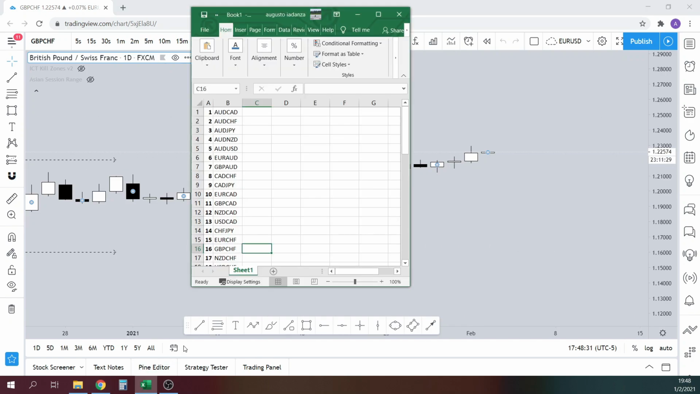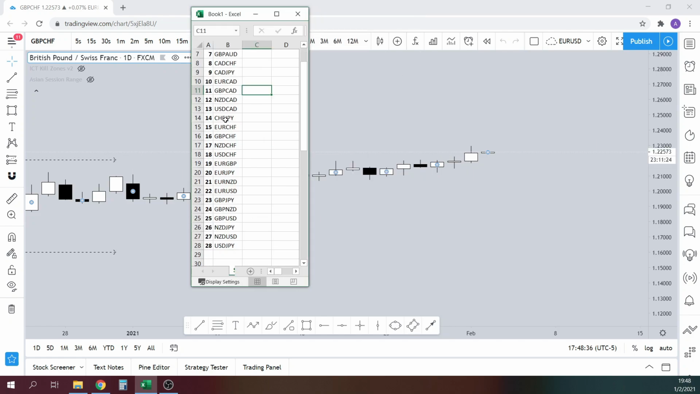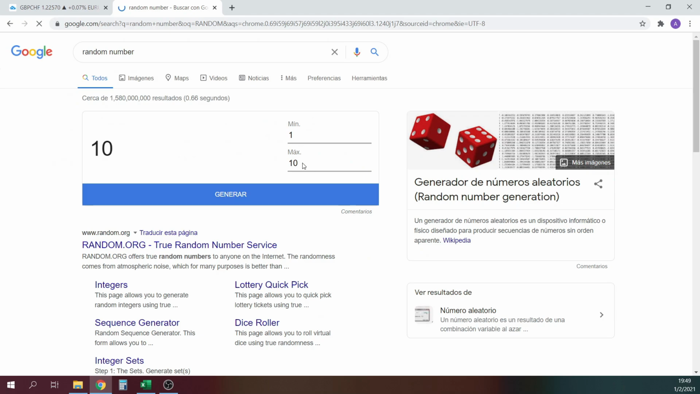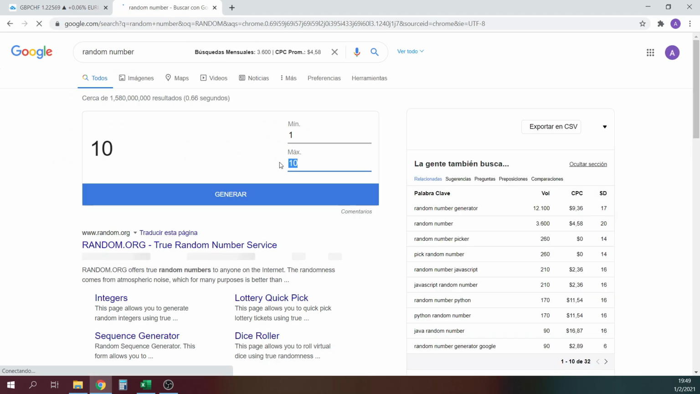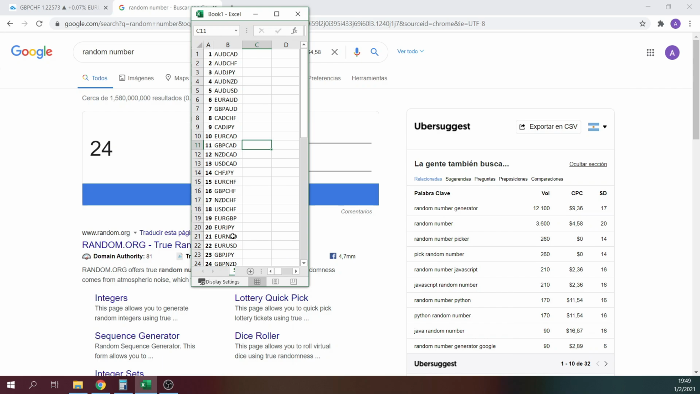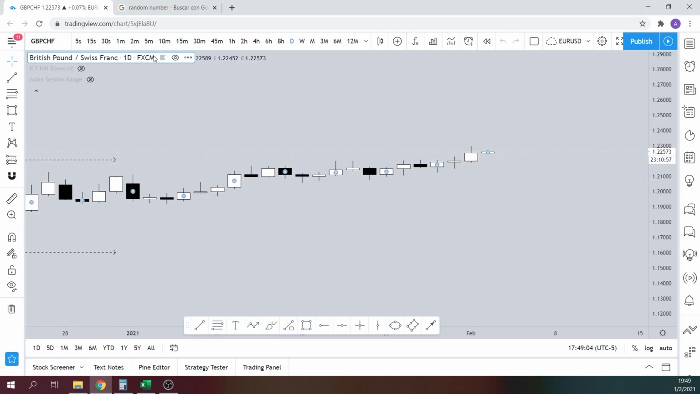I did an Excel sheet with the 28 major pairs, as you can see here, all these 28 pairs, and I'm going to use the random number from Google in order to select one of these pairs, 1 to 28. You can see whenever I click generate, it will drop a random number. So let's do a random number, 24. So let's go and see, 24 is GBP NZD. So let's go to that pair.